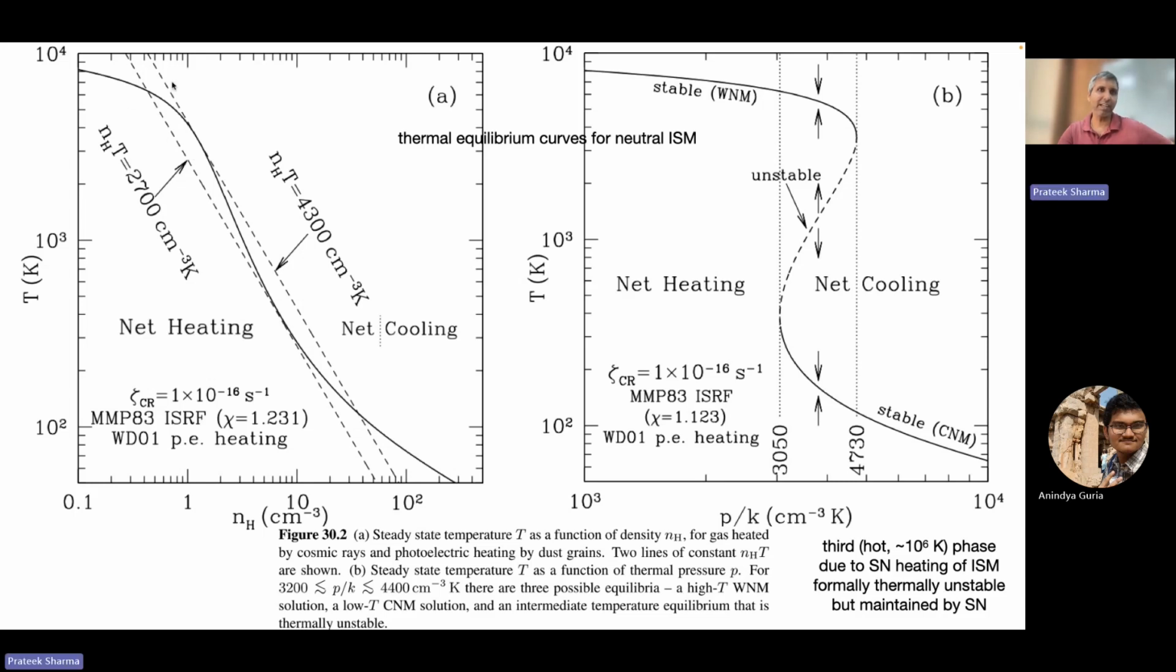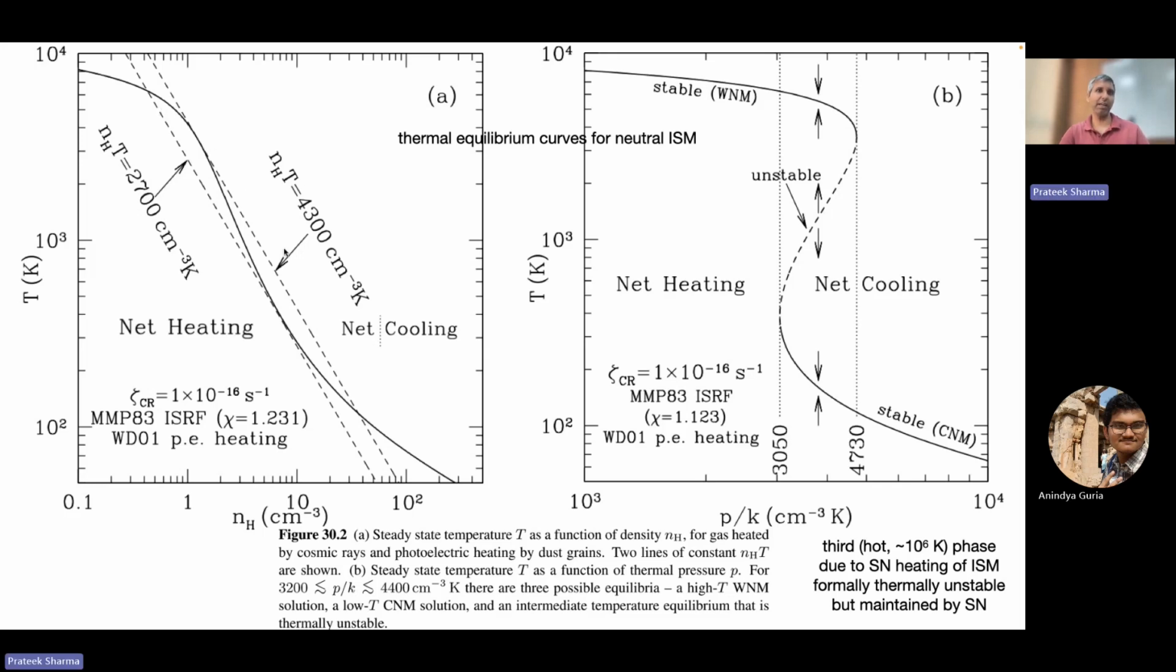These dashed lines here are curves of constant pressure, right? n times T equals constant. This is a log-log plot, so it will be a straight line of slope minus one. This corresponds to a pressure of 2700 per centimeter cube Kelvin. When you write pressure as n times T and ignore the Boltzmann factor k_B, the units are just per centimeter cube Kelvin. So you can think of it as, say, a gas density of 0.27 particles per centimeter cube and a temperature of 10^4 Kelvin. The product of that will give you 2700.